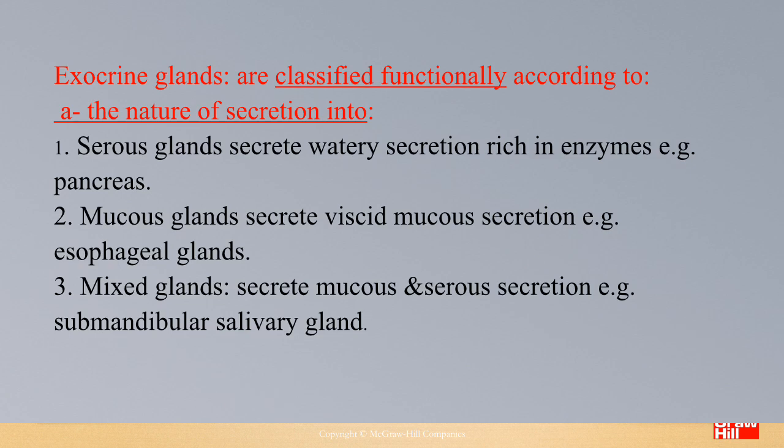Exocrine glands are classified functionally according to the nature of secretion into serous glands, which secrete watery secretion rich in enzymes, as pancreas; mucous glands, which secrete viscid mucous secretion, as esophageal glands; and mixed glands, which secrete mucus and serous secretion, as submandibular salivary gland.